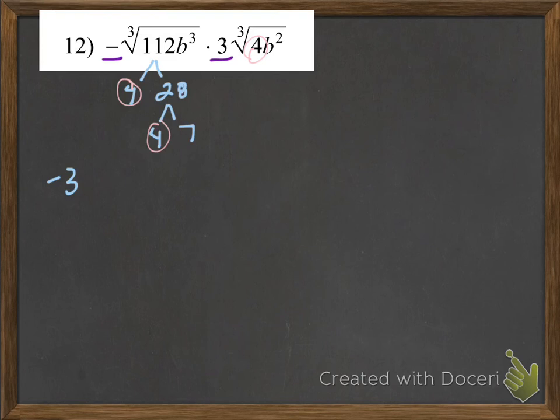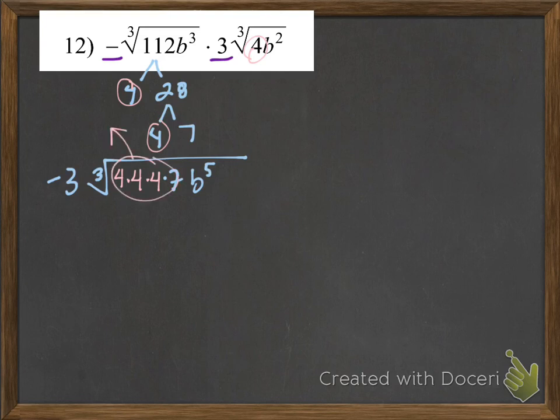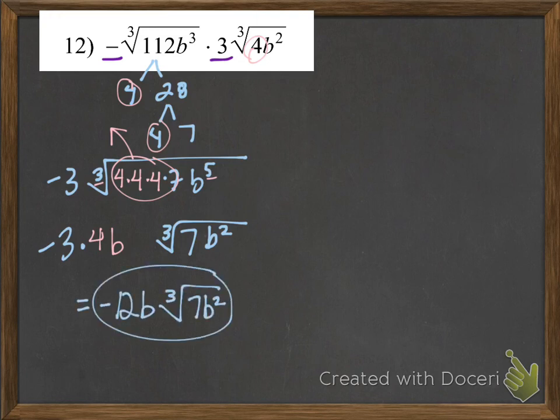So negative out front times 3 out front is negative 3. Cube root of 4 times 4 times 4 times 7. Exponent rules on the variables. 3 fourths is like a 4 cubed, so that simplifies to just a 4 on the outside. And then I also can simplify the variable. And then just multiply the numbers together. And there you go.